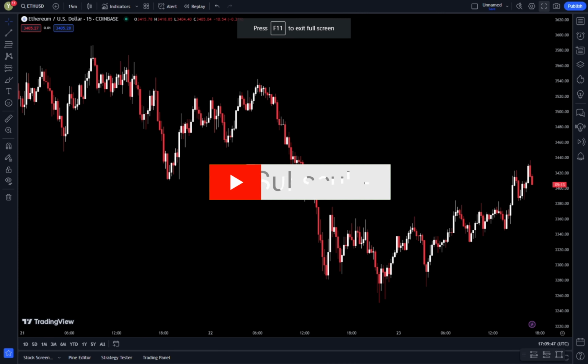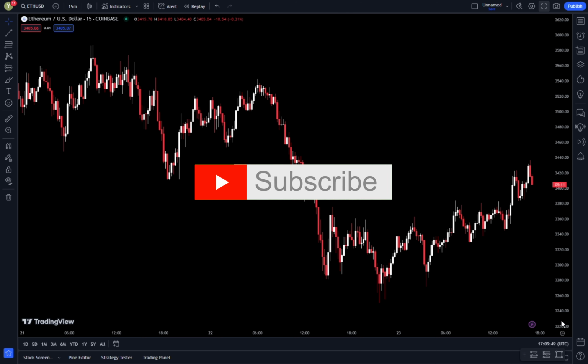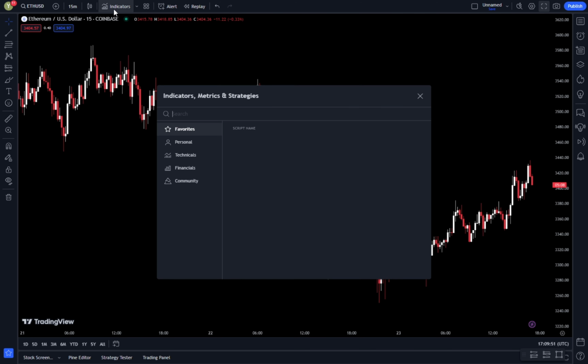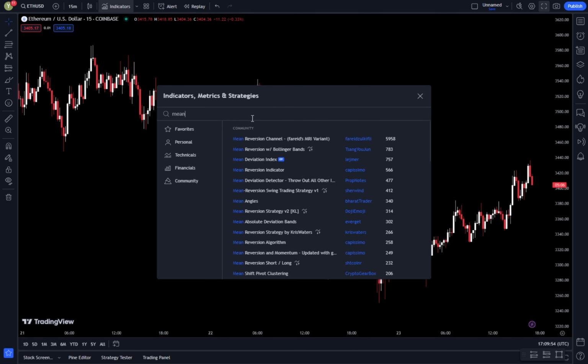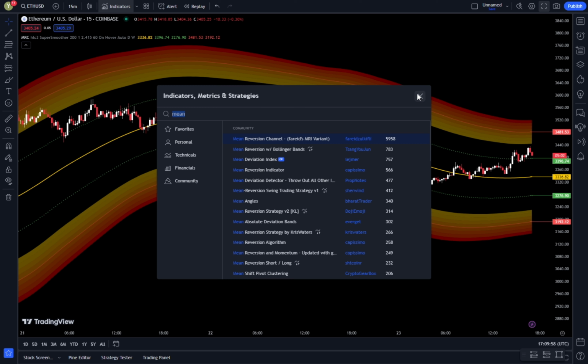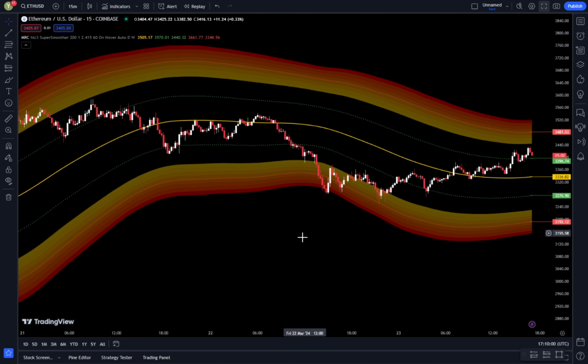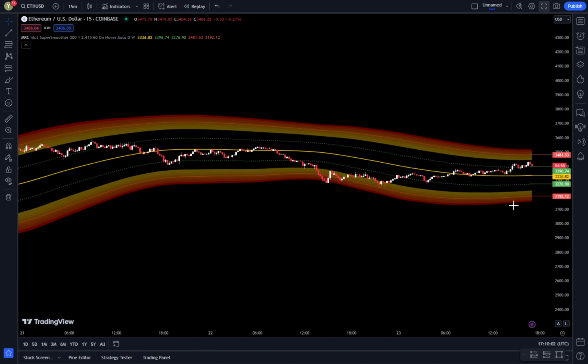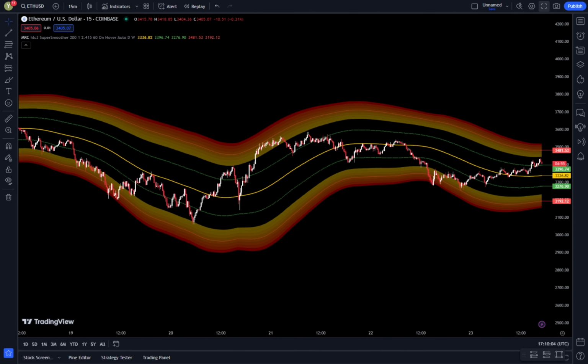So let's dive right in. Fire up TradingView and pull up a 15-minute chart for Ethereum. First things first, we're going to add the mean reversion channel indicator by Fei to our chart. This indicator is all about spotting those key reversal points in the market. It's based on the idea that prices tend to revert back to their average over time.